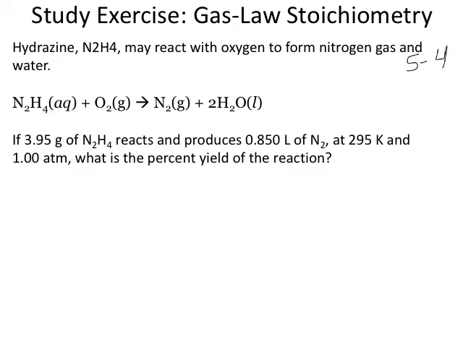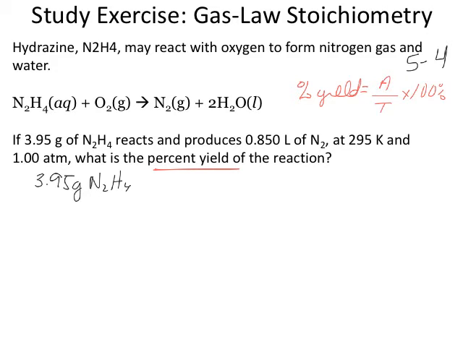It does say what is the percent yield of the reaction, so I go ahead and write down the equation that you've memorized that you're going to have to use. Percent yield equals actual over theoretical times 100%. So we're going to have to define what's actual and what's theoretical. So once again, we're given the amounts, 3.95 grams of hydrazine, and this is to calculate our theoretical. So we're going to calculate our theoretical right here.